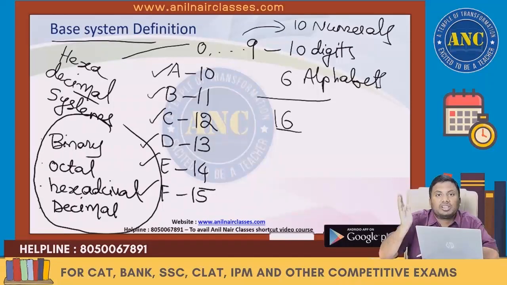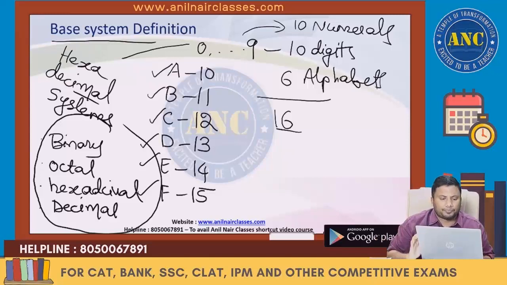What are the 2 digits? 0 and 1. Octal, 8 digits. We will start from 0, so we will end with 7. Hexadecimal, hexa is 6, decimal is 10, 10 plus 6. 6 alphabets we will use and 10 numerical values we will use. Total 16 we will use. Hence the name hexadecimal. Decimal, there are 10 digits. They are from 0 to 9.